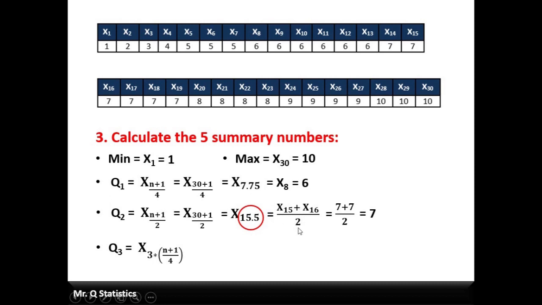And lastly, the Q3 is 3 times 7.75, which is x23.25. So we round it down to x23, which is 8. Okay, so we have learned how to rearrange the dataset and calculate the final summary numbers.